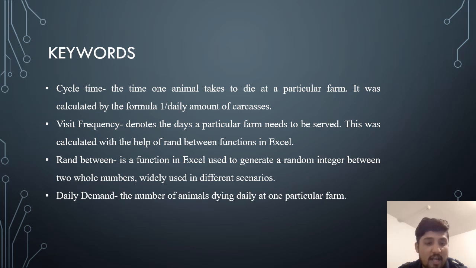And lastly, the daily demand, which is the number of animals dying daily at one particular farm. It is also the daily amount of carcasses. These keywords are very important in my thesis, particularly the cycle time, which was very important to calculate the probabilities and sort out the routes or the stops in particular scenarios.